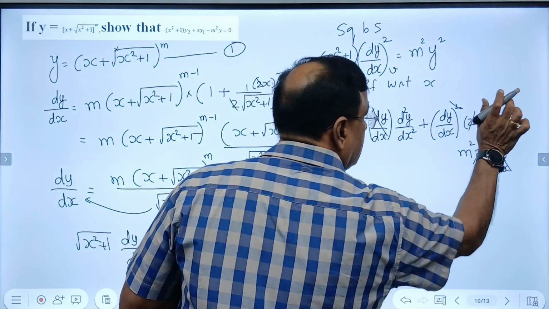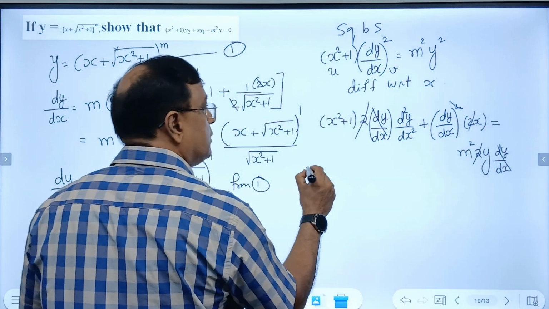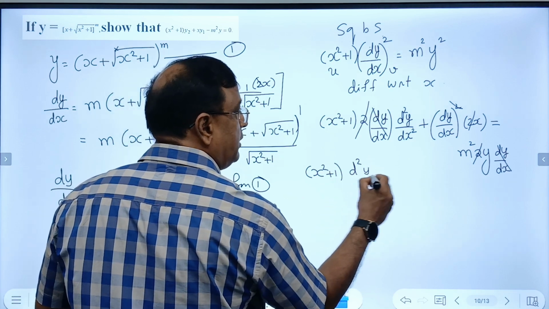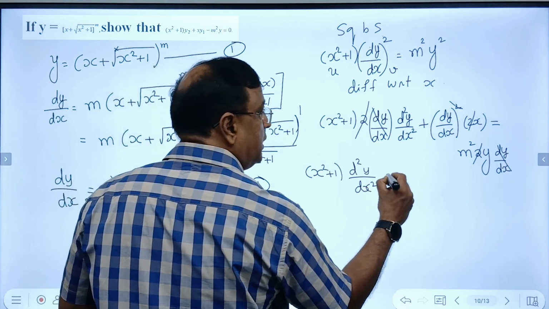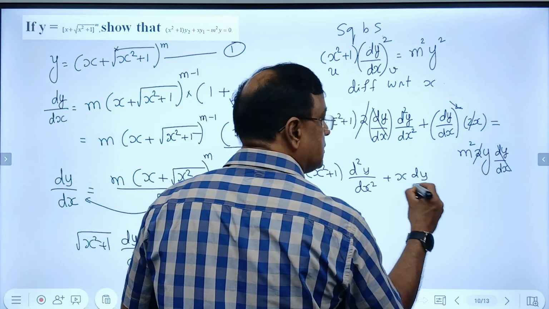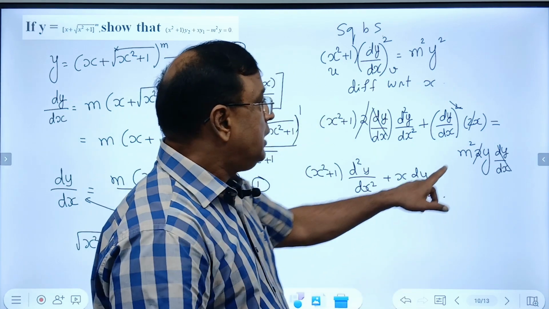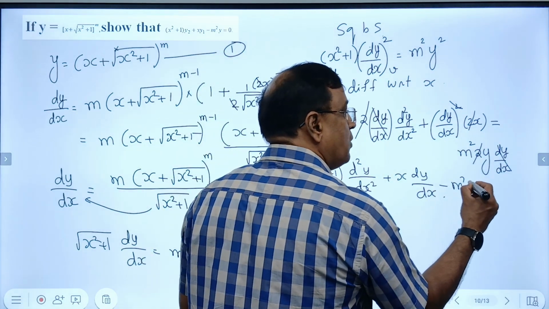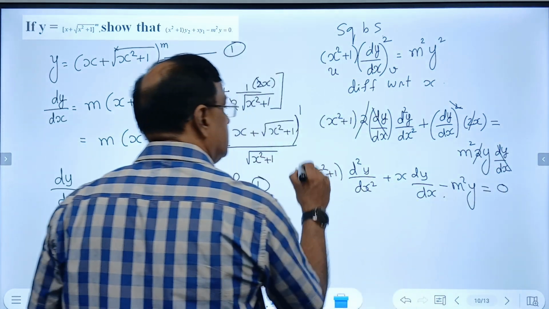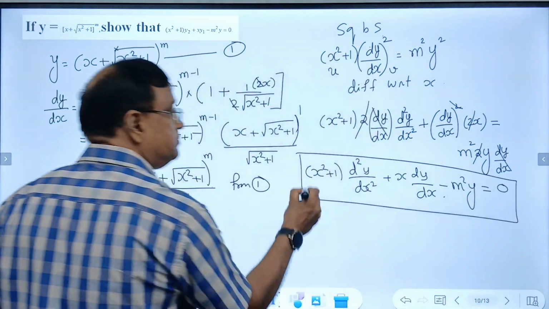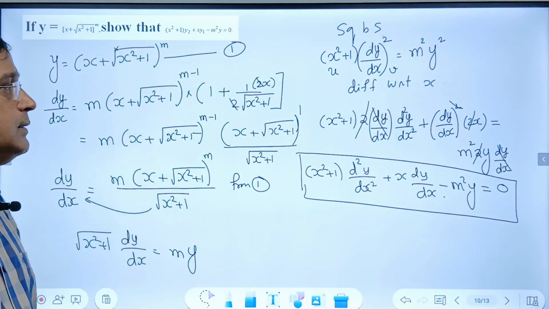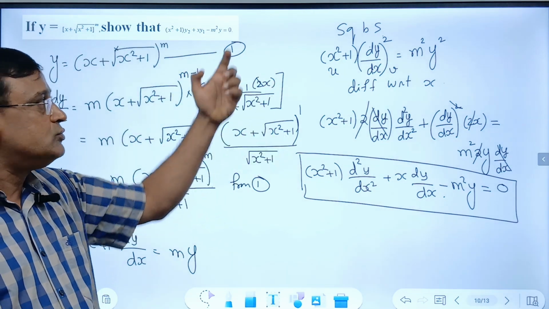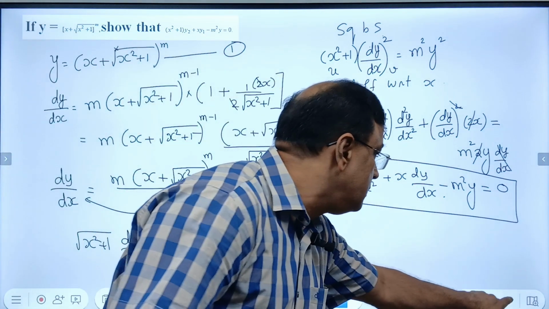You should not get confused with this. What are you left with? You are left with x square plus 1 into d square y by dx square plus x into dy by dx equal to m square y. Bring that m square y this side. It will become minus m square y equal to 0. This is exactly what you need to prove. It's so easy, isn't it? Follow the procedure. Make sure you use product rule correctly, use the chain rule correctly, you will get the answer.